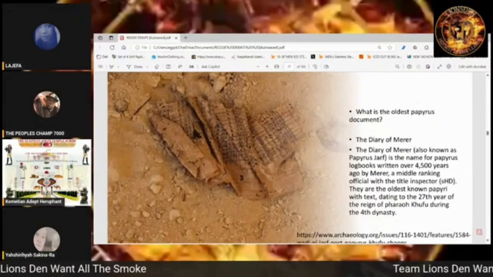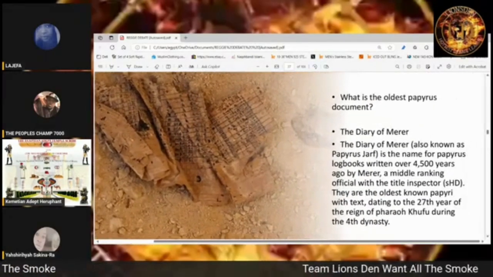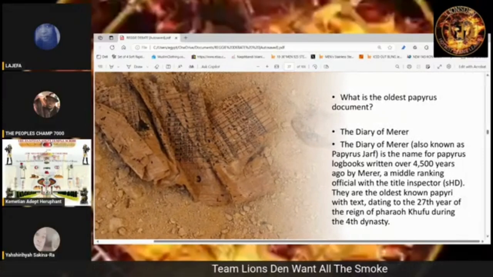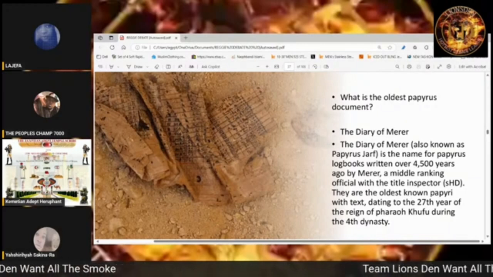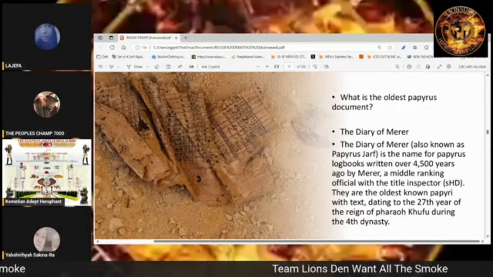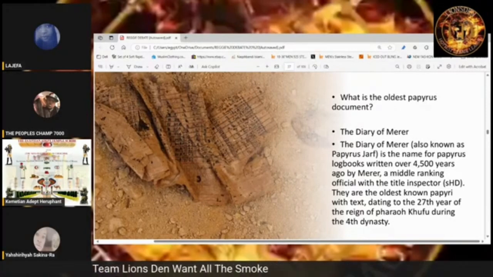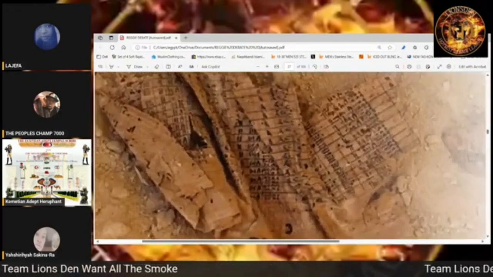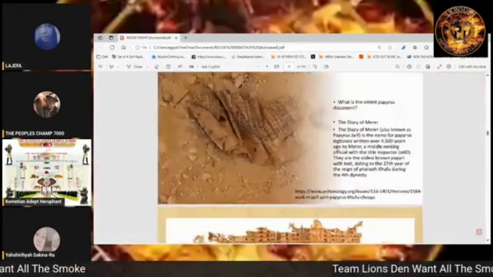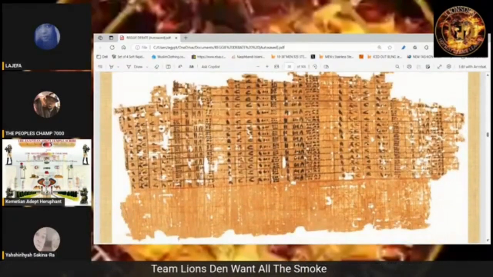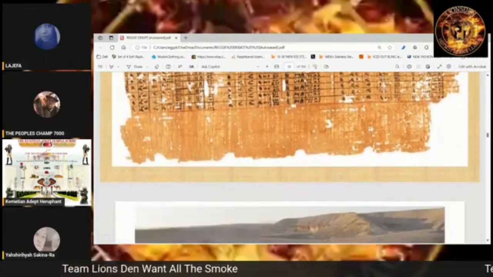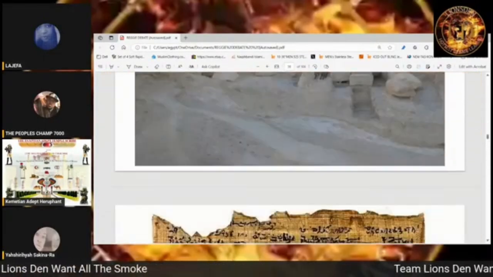This is the Diary of Merer, one of the oldest documents ever written, around the time of Ptahhotep and all of that. This is like 4,500 years ago. Well, yeah, 4,500 years ago, basically. This is hieratic right here, a hieratic paper, the Diary of Merer that they found right there. Now, also here's another portion of the hieratic numeral system. You know what I mean? It was found as well.